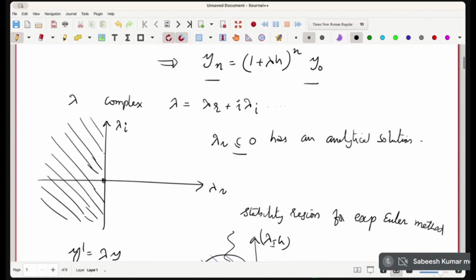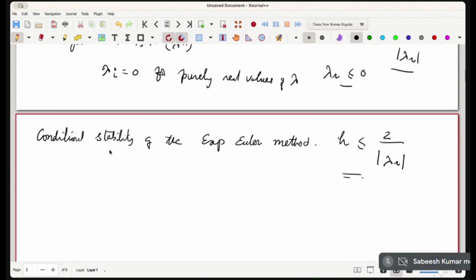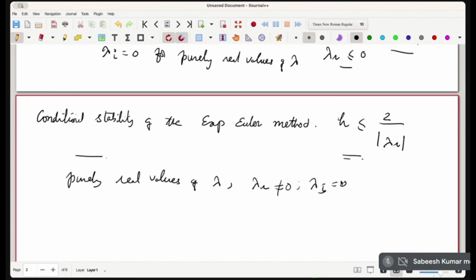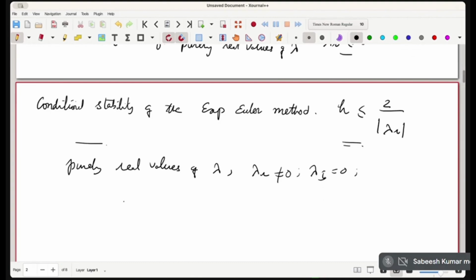Now let us try to wrap this up. I think towards the end I made a statement which is incorrect. So I said, let me look at purely real values of lambda. That means lambda r is only there, like lambda r is non-zero, and then lambda I is equal to 0. And then let us consider the case where the solution is unstable. Okay.